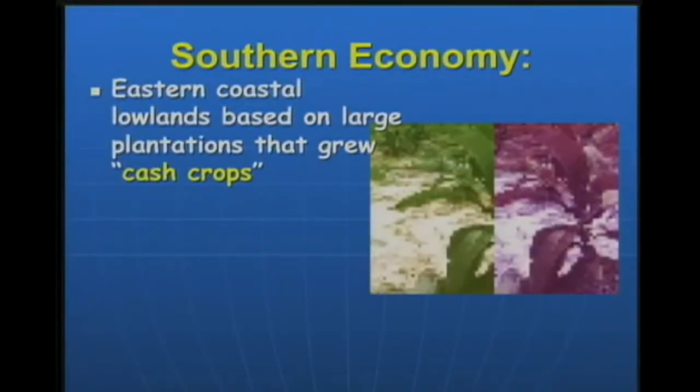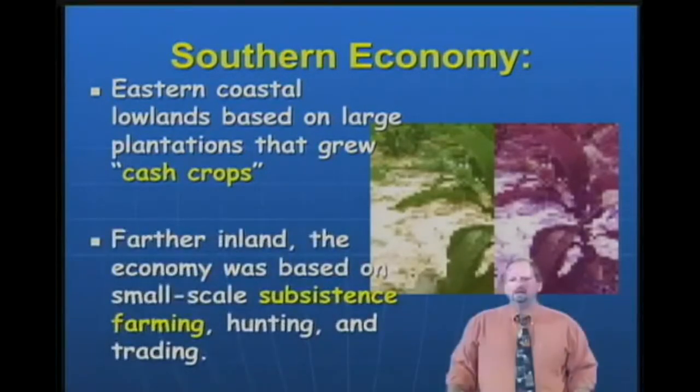in the eastern coastal lowlands, was based on large plantations that grew cash crops. Now, a cash crop is a crop that's grown not for immediate consumption, but grown to trade for cash. Tobacco was the largest of these cash crops, but also indigo and even rice. Farther inland, though, the economy was based on small-scale subsistence farming, hunting, and trading with the Indians. Notice that the further inland we go up into the mountains, the more like the New England colonies the South became.